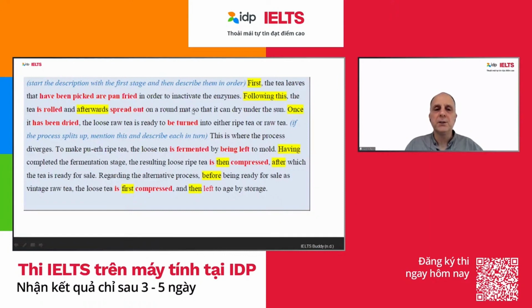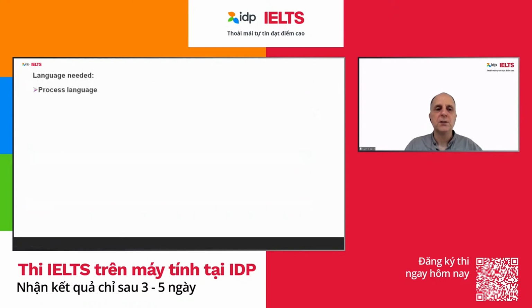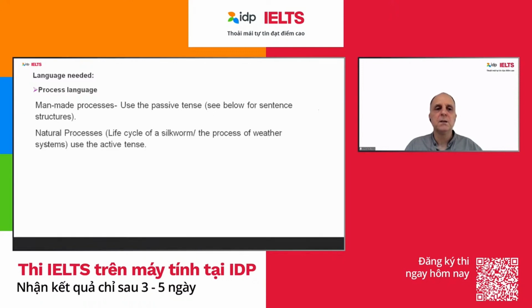And now, because this is a man-made process, you can see on this, we used the passive. So process language: man-made process, use the passive, okay? Natural processes, we can use the active. And remember, you can stay in the passive all the time for a man-made process, and for a natural one, you can stay in the active. You don't need to mix them up.